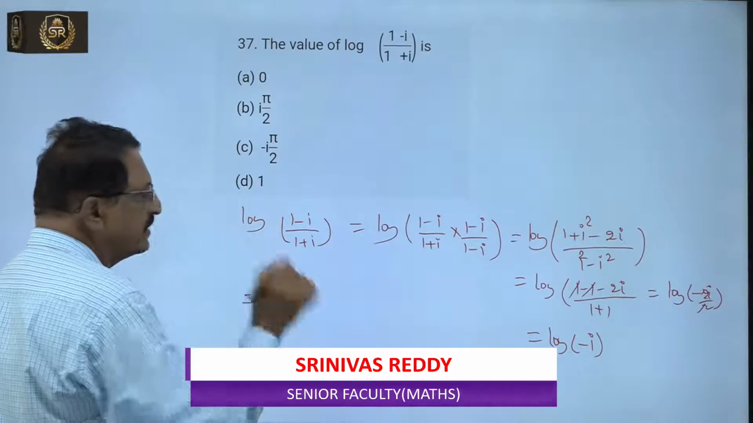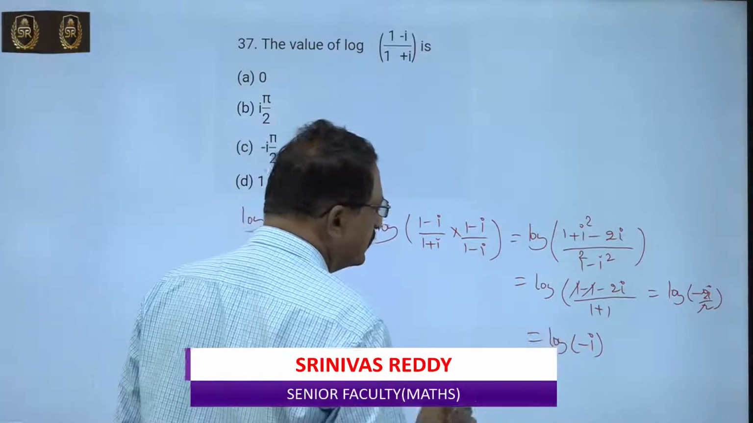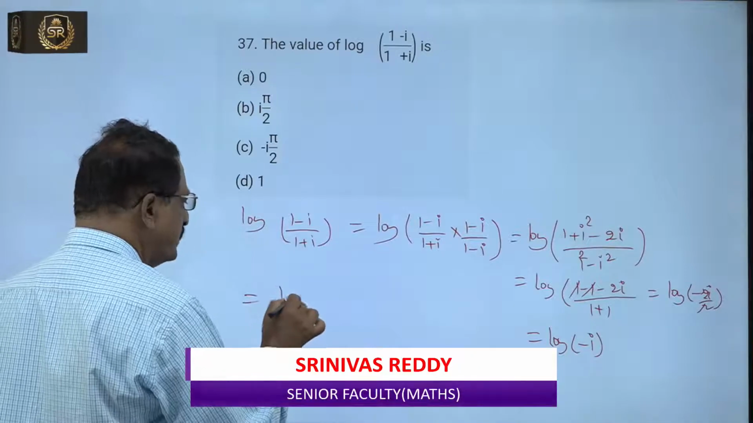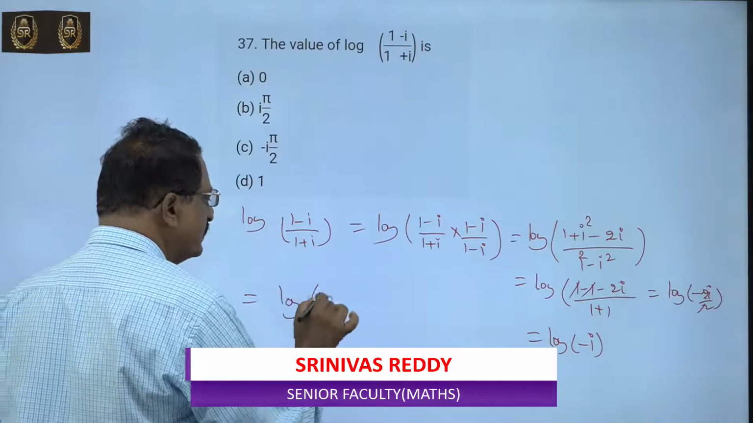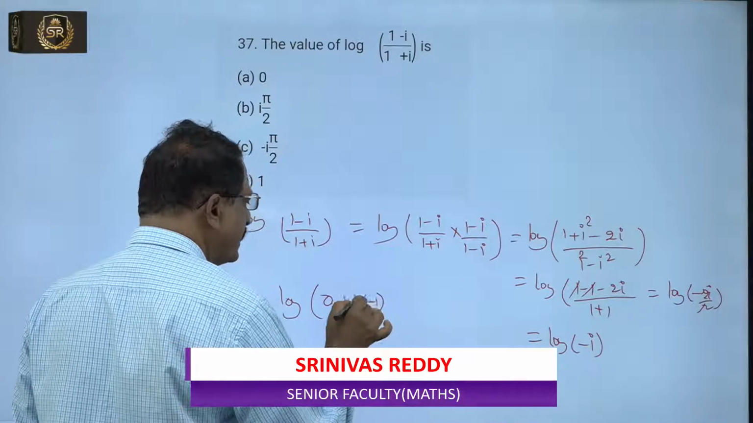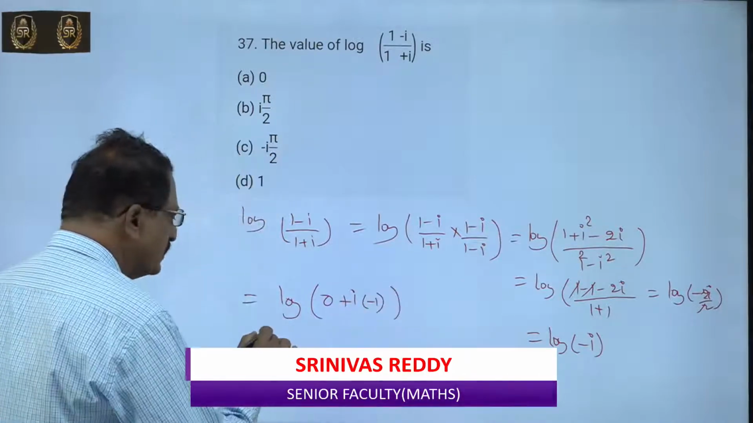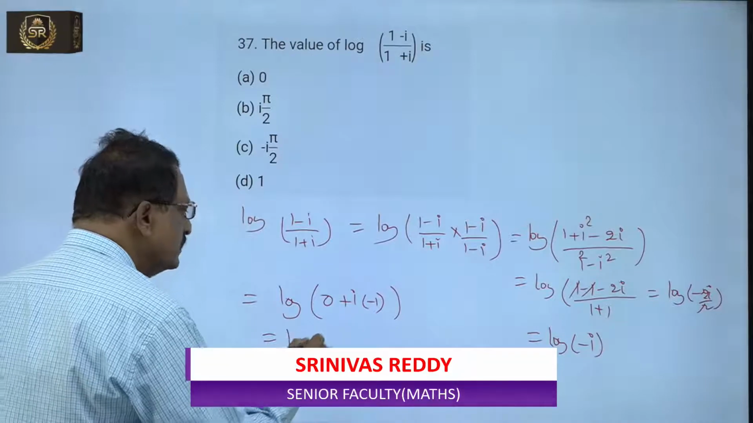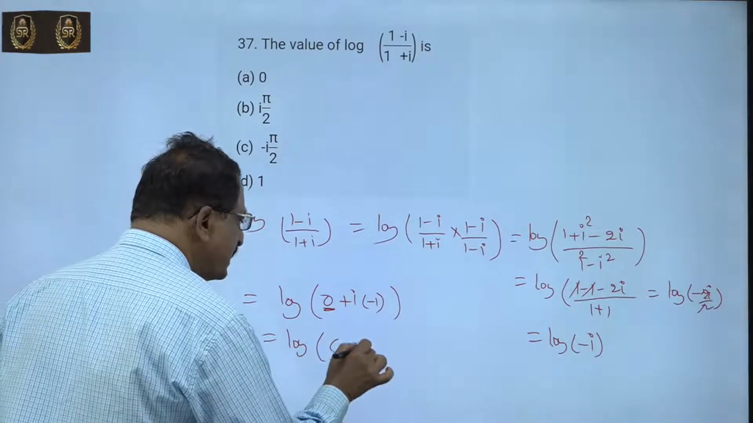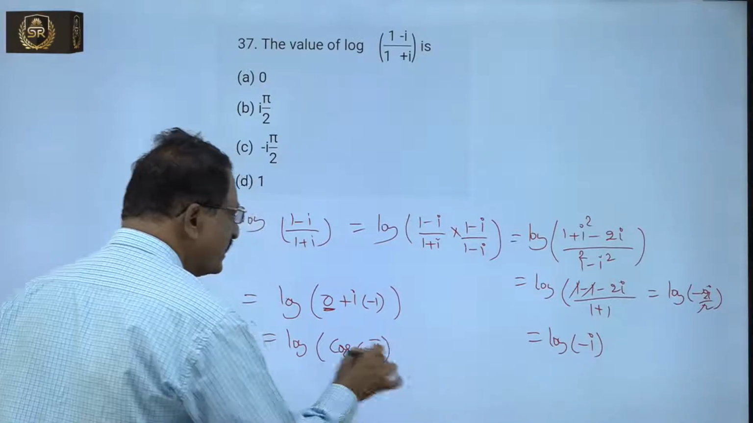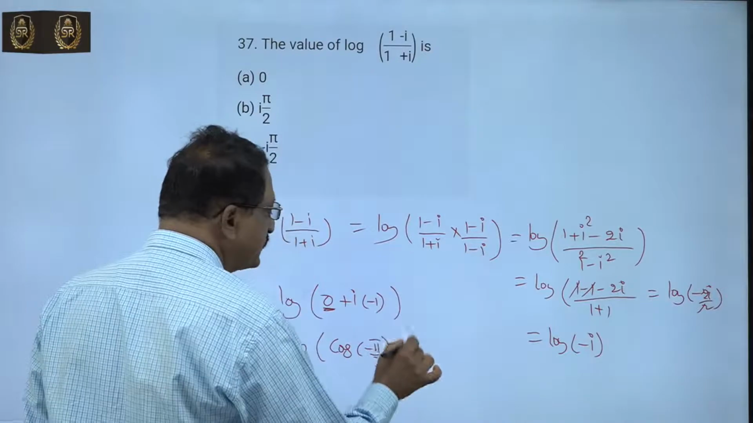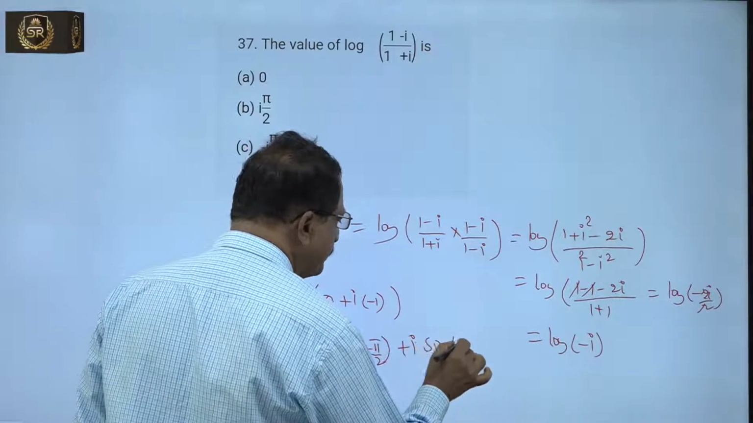Now, that equals log of minus i. Minus i can be written as 0 plus (minus 1) times i, or i times minus 1. That equals log of 0, which equals cos(minus pi by 2), since cos 90 has value 0, plus i times minus 1, which equals sin(minus pi by 2).